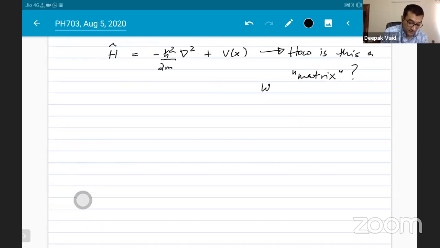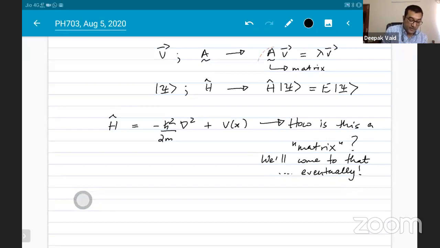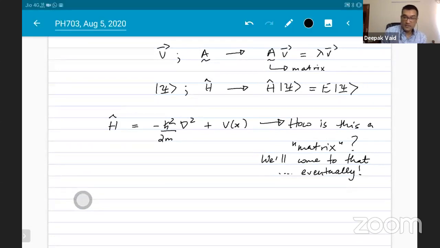So we'll come to that. We'll come to that eventually. For now, you just believe me when I tell you that these two expressions are the same, saying the same thing.